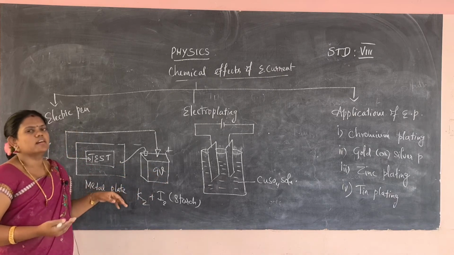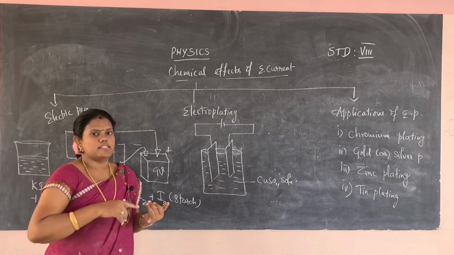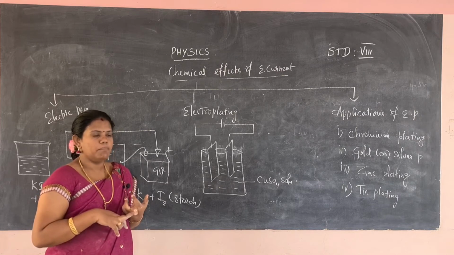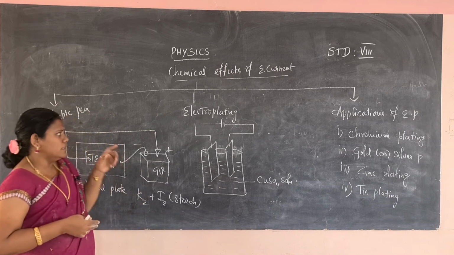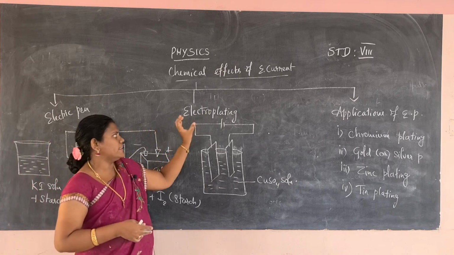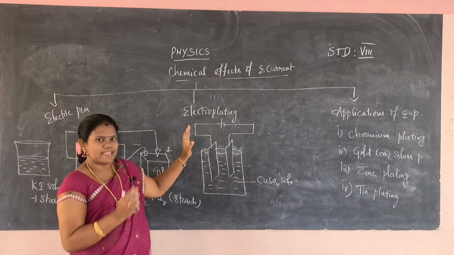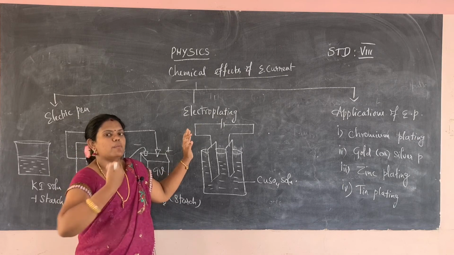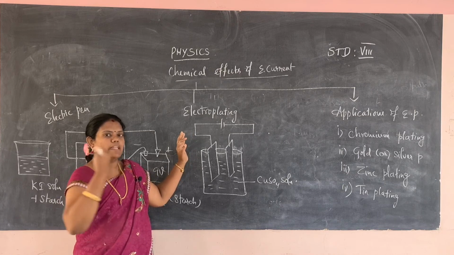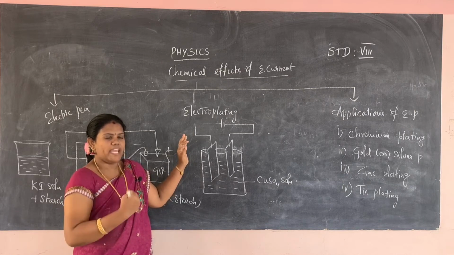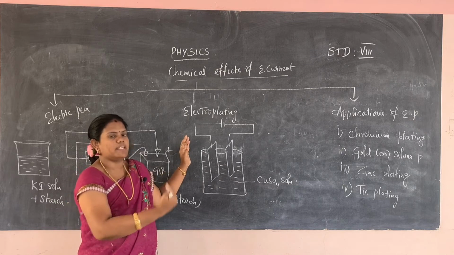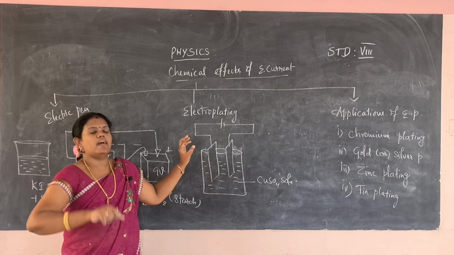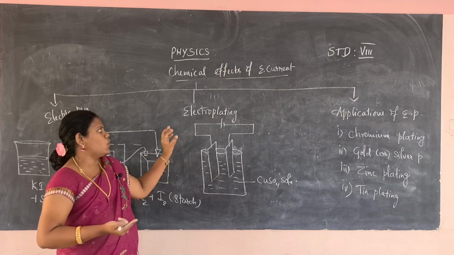Chemical effects of current are used in various ways, that is electroplating, electro-refining, extraction of metal from metallic ores, okay, and metallurgy also. In this lesson I just explained electroplating. Electroplating is nothing but plating one metal onto another metal. So coating a metal onto another metal. By using the electric current, coating a metal on another metal is called electroplating.